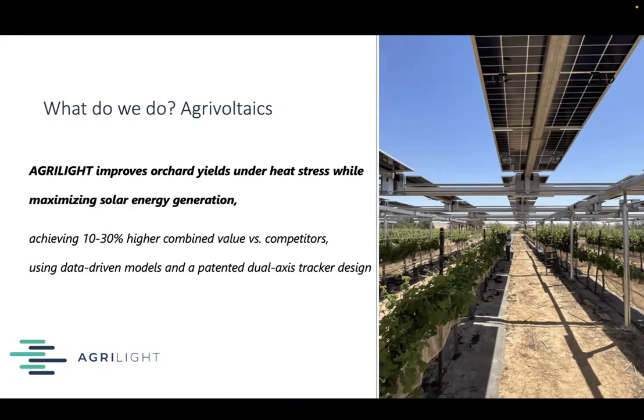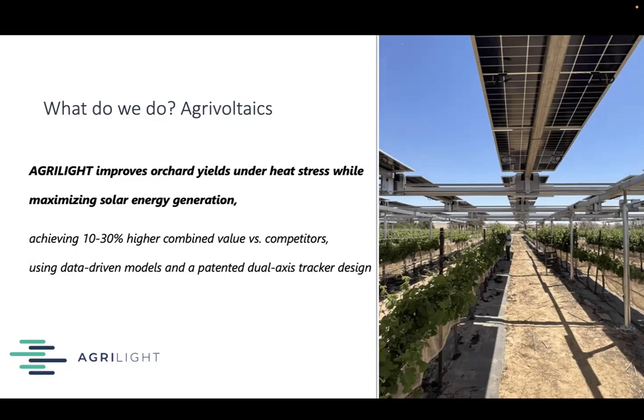Agrivoltaics basically allows the operation of solar panels above agriculture, which is not an easy task by itself, as the main challenge is overshading, which can harm the crop yield and the quality of crops. And at AgriLight, we've developed a unique dual axis agrivoltaic design, or in other words, we have two movements of the solar panels.